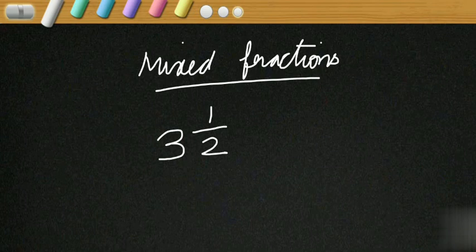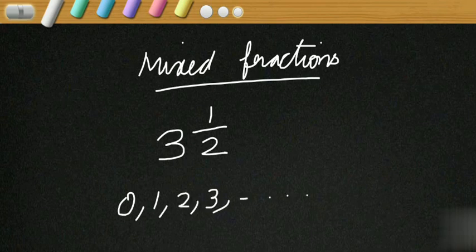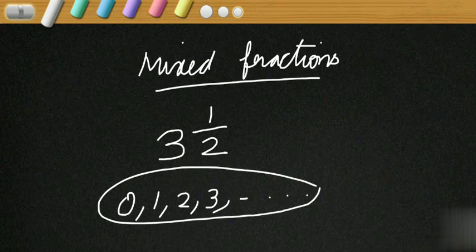Listen carefully, don't worry. What is the meaning of a whole number? Yes, the numbers 0, 1, 2, 3, etc. are known as whole numbers. What is meant by a proper fraction? Yes, a proper fraction means a fraction in which the numerator is less than the denominator.